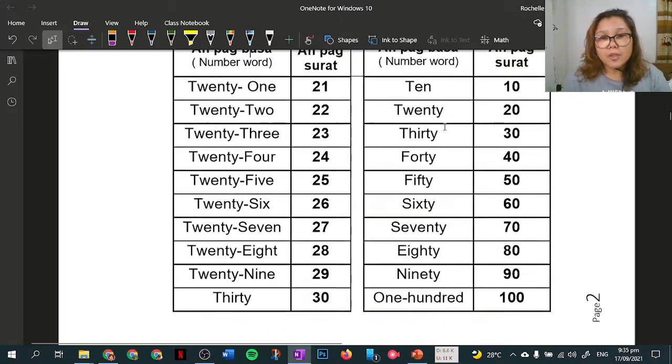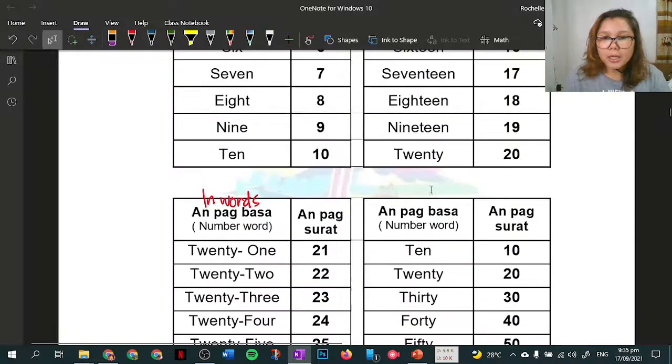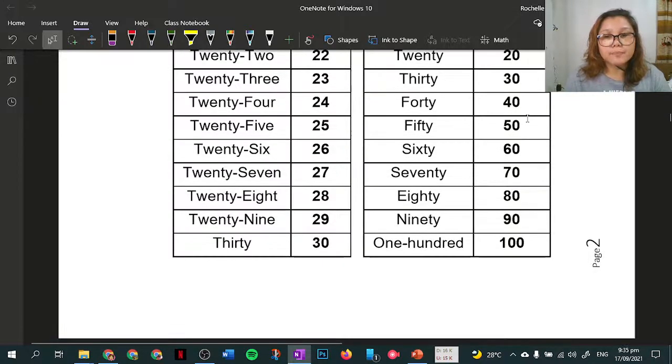So, if you become familiar with this, how numbers are written in words, ito lang, itong very short na how numbers are written in words. So, the rest will be very easy for you to read it and also write it in words.